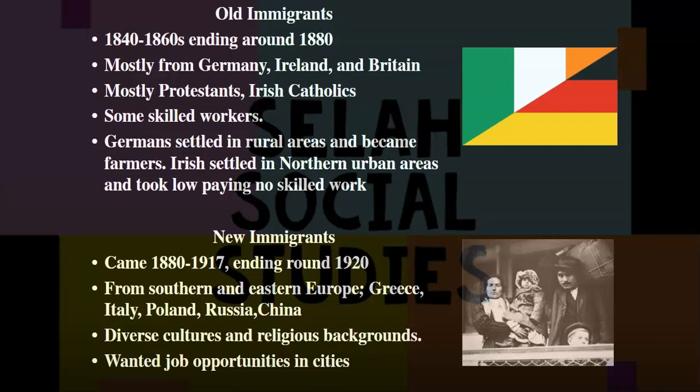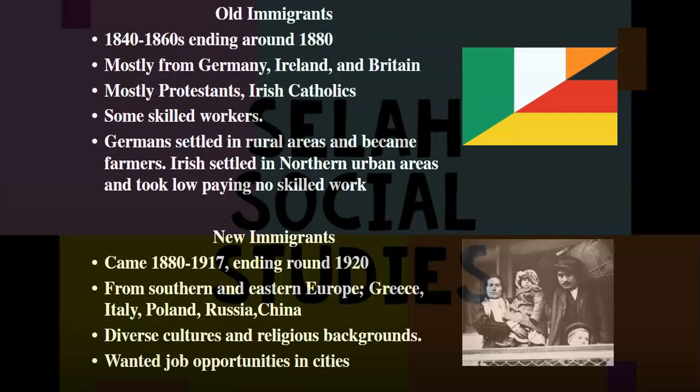Now, between the years of 1880 and 1917, which ends around 1920, another group of immigrants made a mass migration to the United States. This third round of immigrants, or new immigrants, arrived en masse from Southern and Eastern Europe. Overall, more than 20 million immigrants came from Italy, Poland, Greece, Russia, and China, with over 4 million coming from Italy alone. Unlike the old immigrants, there were a plethora of diverse cultures and religious backgrounds. However, just like the Irish immigrants, the new immigrants relocated to big cities for job opportunities as well.